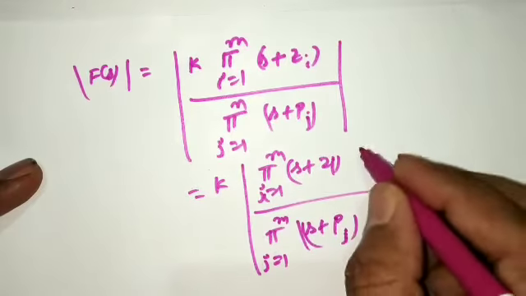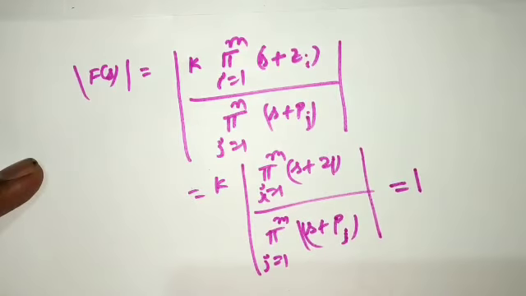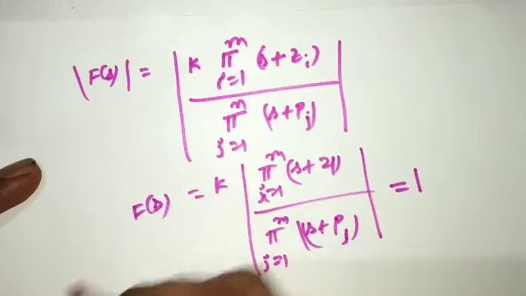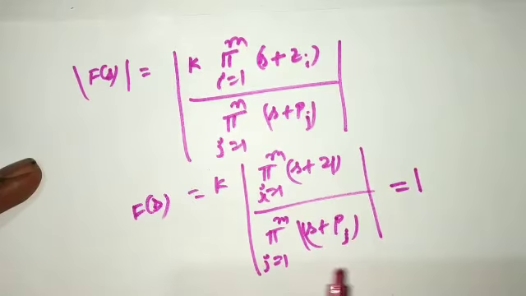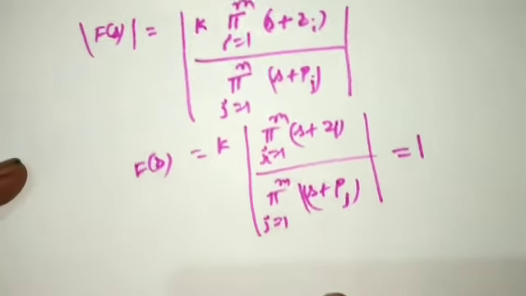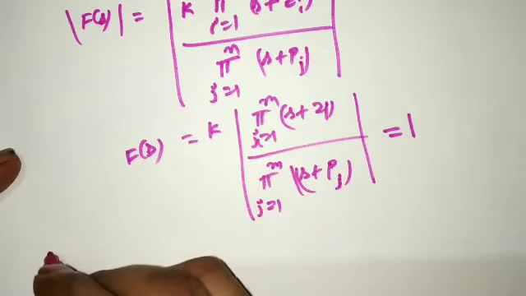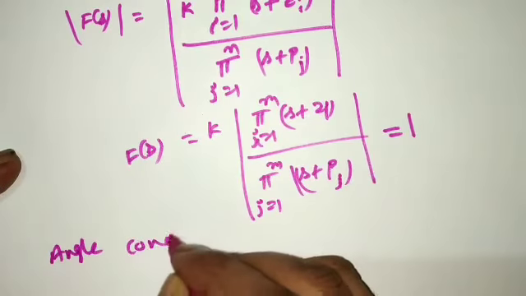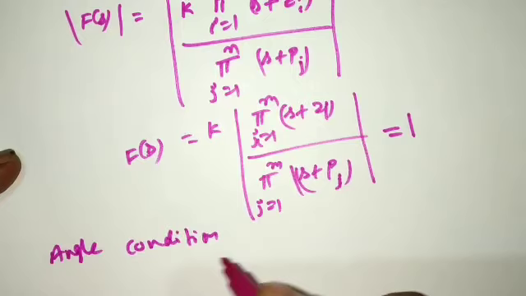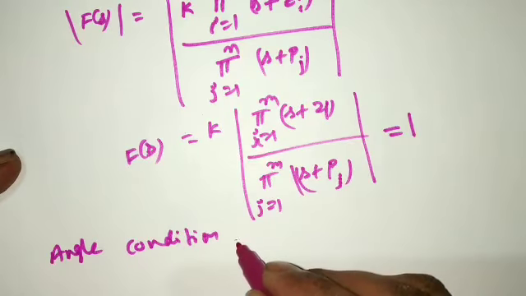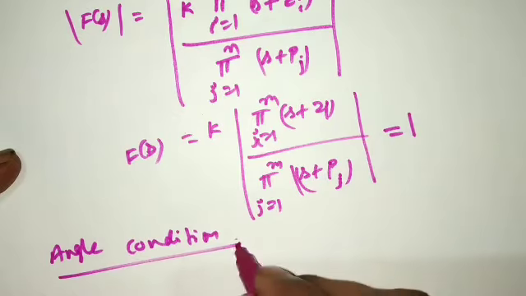So this is equal to 1. If f of s is equal to 1, this is called the magnitude condition, and this is called the angle condition. So then what is the angle condition?